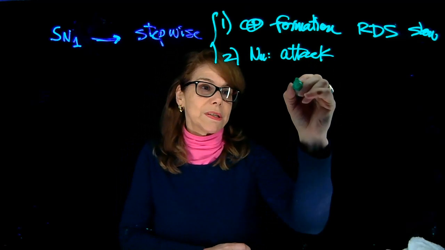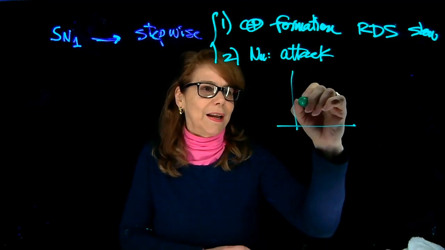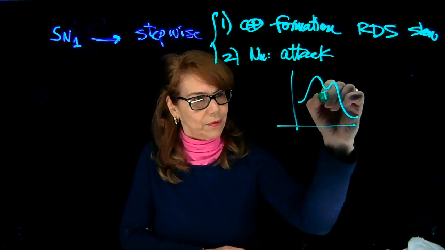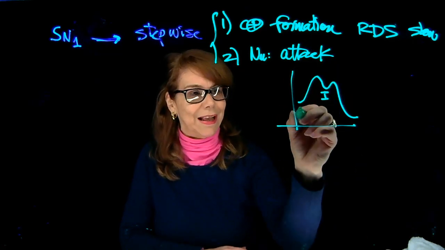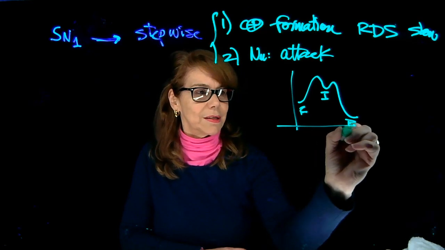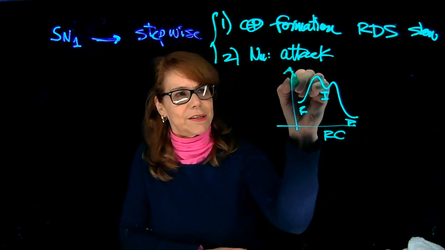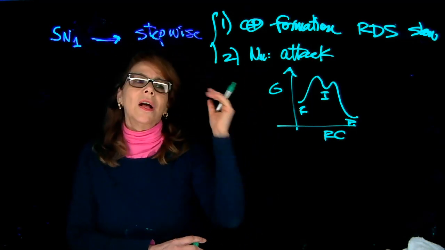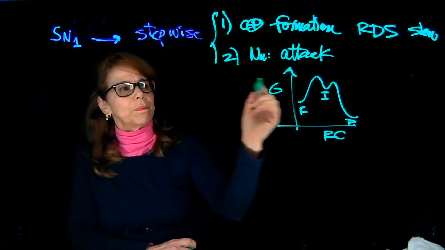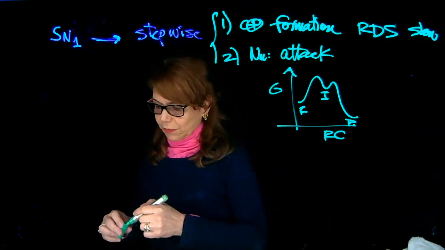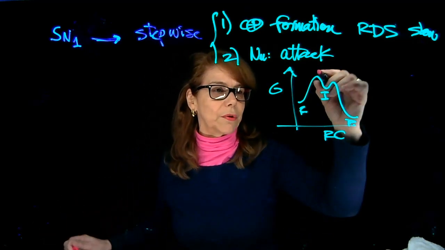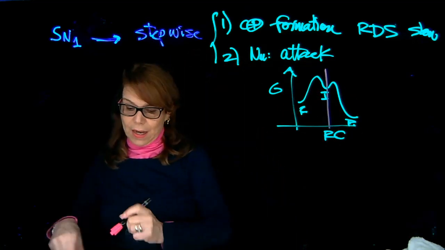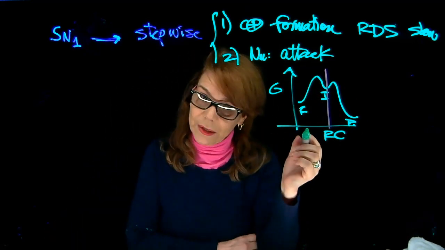So if you were to see the energy profile of that, it has one intermediate. This is your intermediate here, the carbocation, with reactants and products. This is the reaction coordinate, and this is energy increasing in that direction. Because this is the rate determining step, the first one over here, the formation of the carbocation, the nature of the nucleophile is not as important.